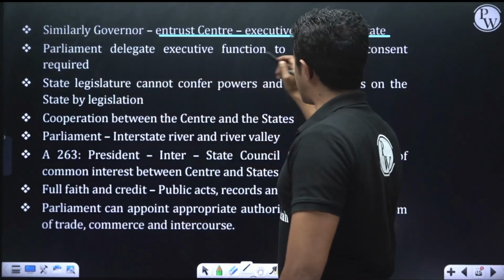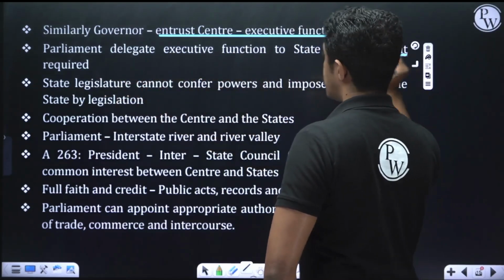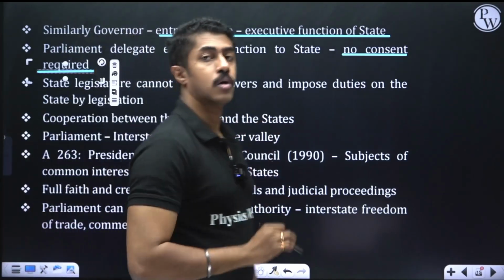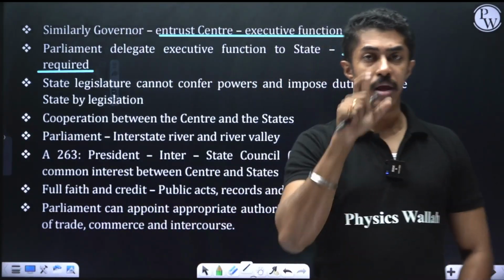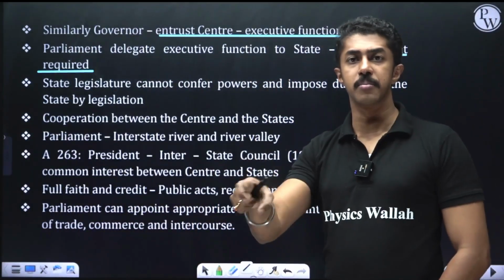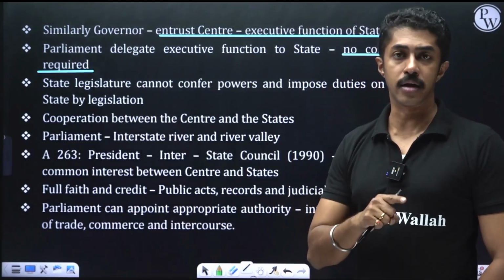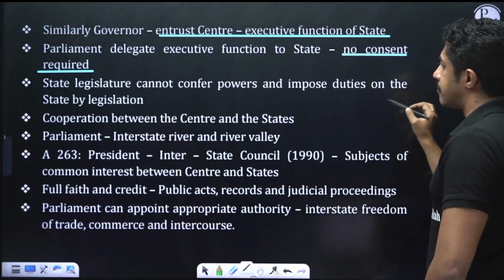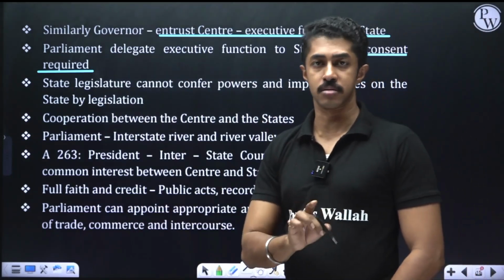Parliament can delegate executive function to the state. No consent is required. Why? By law. By law, Parliament can make a law where they say that this work will be done by the state. They can do that. However, the state legislature cannot confer powers and impose duties on the center by legislation.